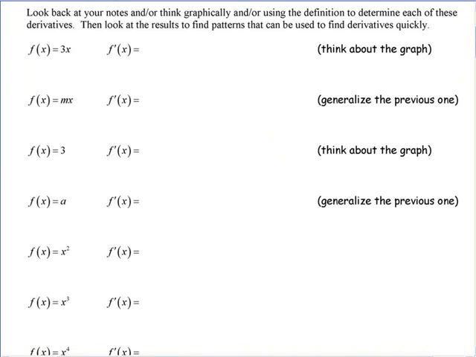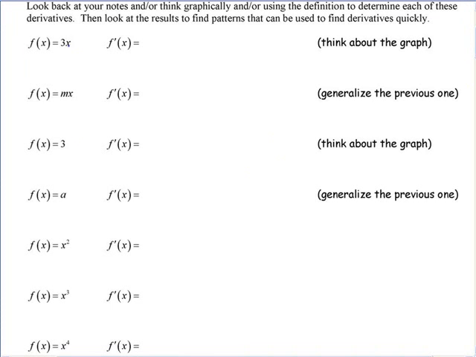Hopefully you have found the pattern here. The first few anyways, thinking about just what the derivative means. The derivative of 3x, again, just think about the graph. It's a straight line. The slope is 3. If it's just some general number here, the slope is m, right? If you have a straight line.